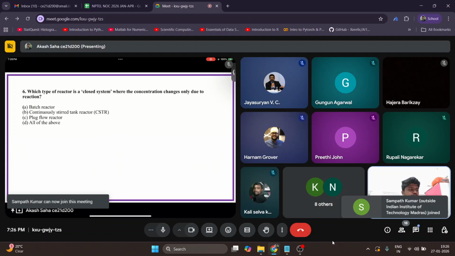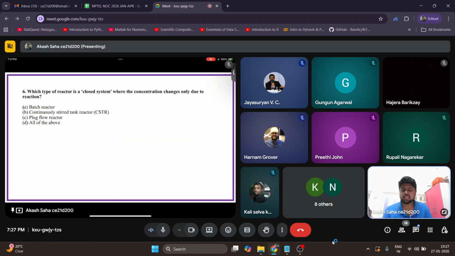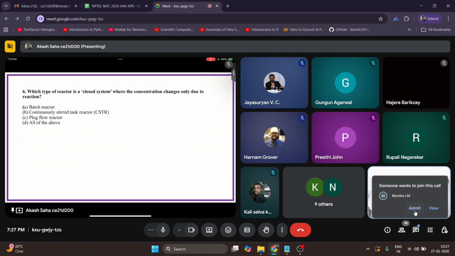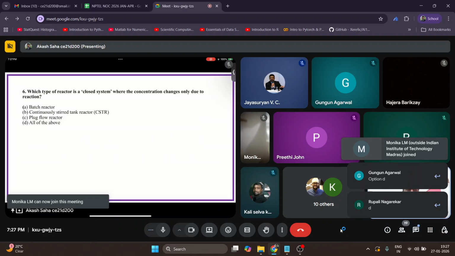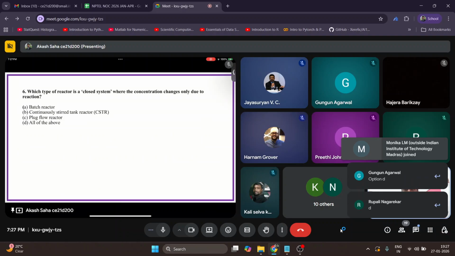Moving forward. Now here we are talking about different types of reactors. Which type of reactor is a closed system where the concentration changes only due to the reaction? There are various kinds of systems like a batch reactor, a continuously stirred tank reactor, which is also called a CSTR, or a plug flow reactor. Which of them do you think has concentration changing only due to the reaction?